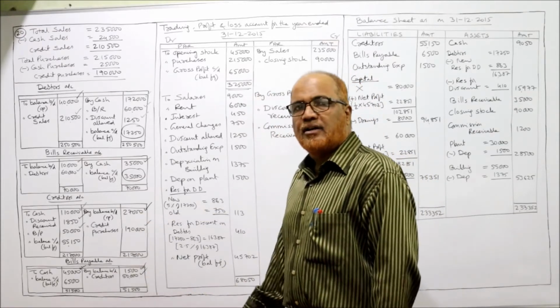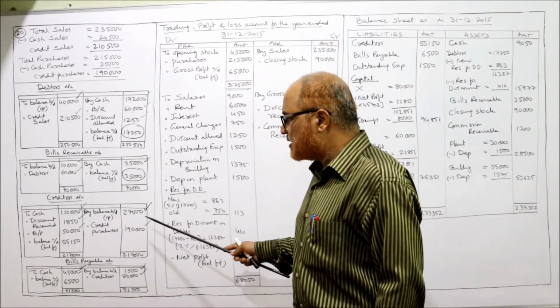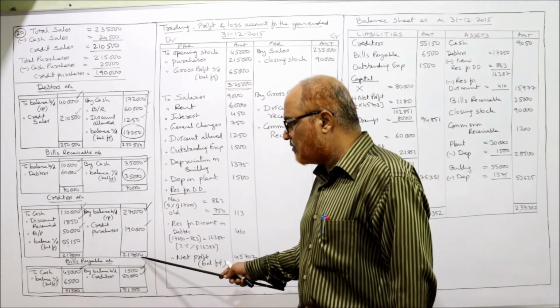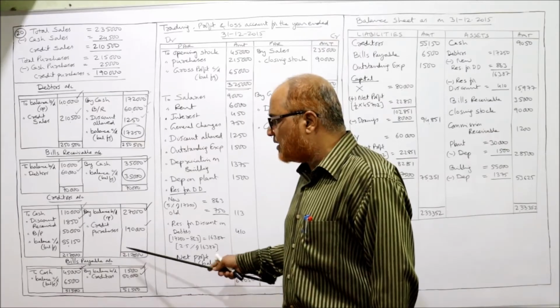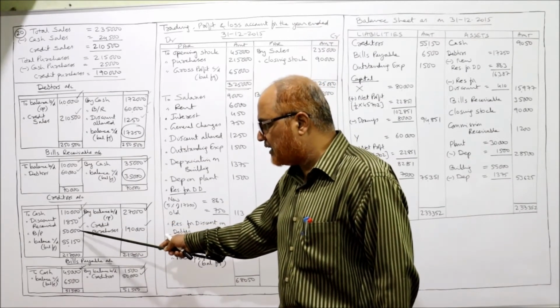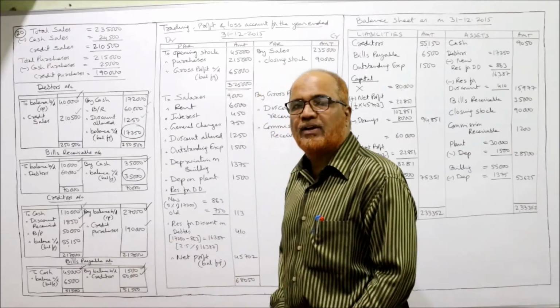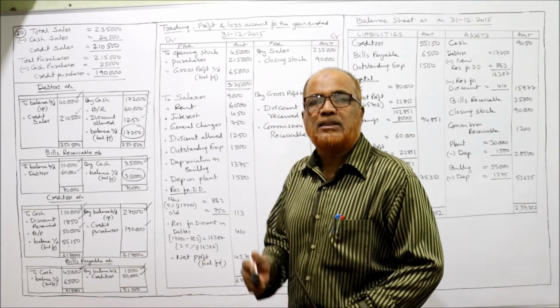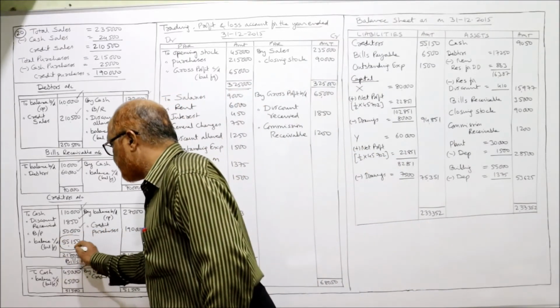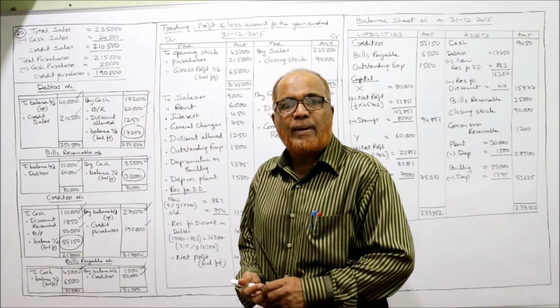Similarly creditors. Creditors you can see credit side 27,000 plus 1,90,000. Total 2,17,000. From 2,17,000 deduct 1,10,000, deduct 1,850, deduct 50,000. Balancing figure is 55,150. These are the closing creditors. This will go to balance sheet.